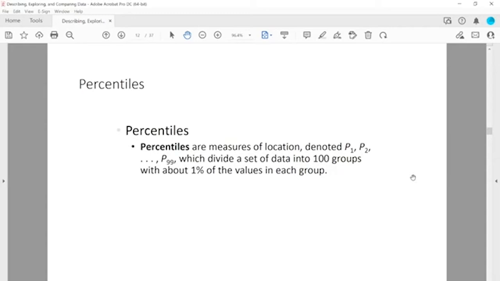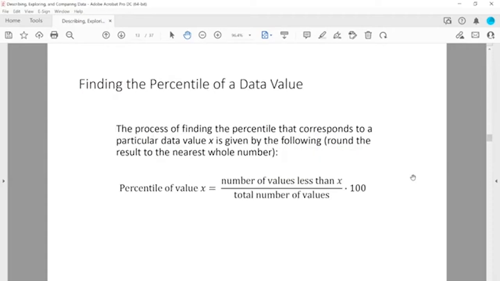The good thing about percentiles is that they divide your data into different percentages. For example, if you find P5, then there is 5% of the data less than P5 and 95% of the data greater than P5. That's how you can divide your data. That's why percentiles are very useful.